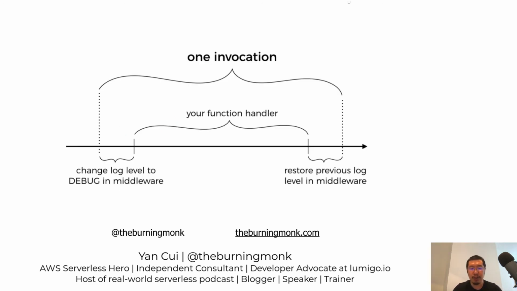What you could do, with our logger, is change the log level to debug before the invocation by just modifying the environment variable. Then after the invocation is finished, when the function handler has come back, you restore the log level to what it was previously. So in this case, you can just turn on debug logging for 1% of the invocations.